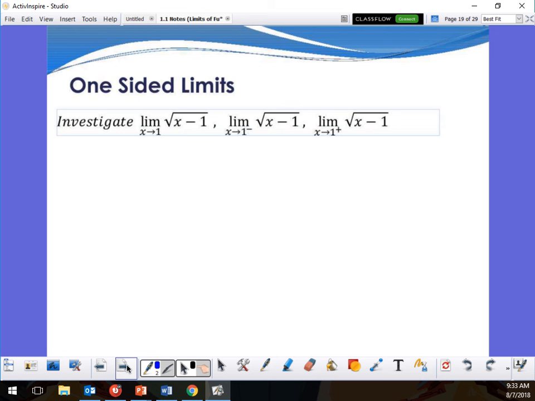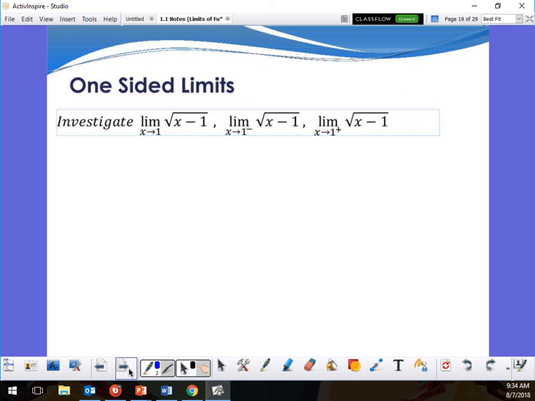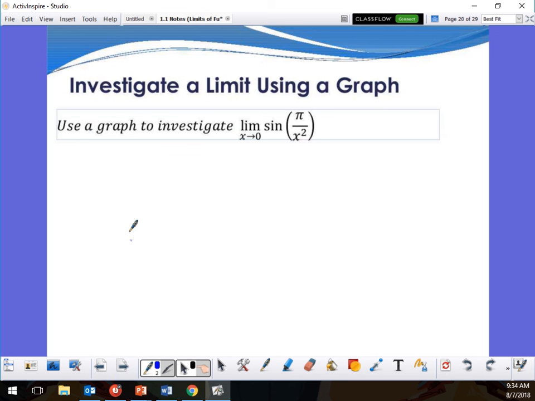Okay, investigate here, star this one. So it's asking you, what is it going to be at 1? What is it going to be at the left of 1? What is it going to be at the right of 1? Okay. So, did I say star that one? Yeah, star that one. Use a graph to investigate this one right here.